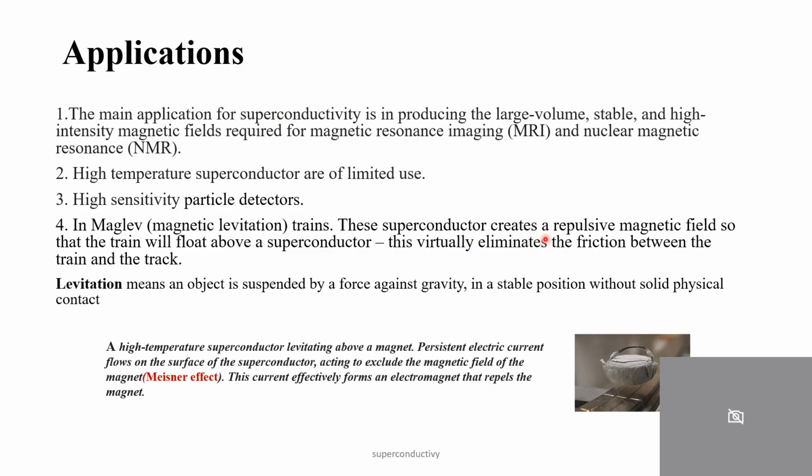The superconductor creates a repulsive magnetic field so that the train will float above the superconductor. This virtually eliminates the friction between the train and the track. So there is no friction between the train and the track, so the train feels no resistance and its speed becomes very high.